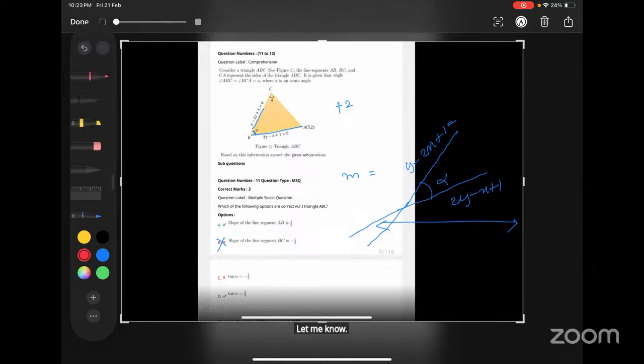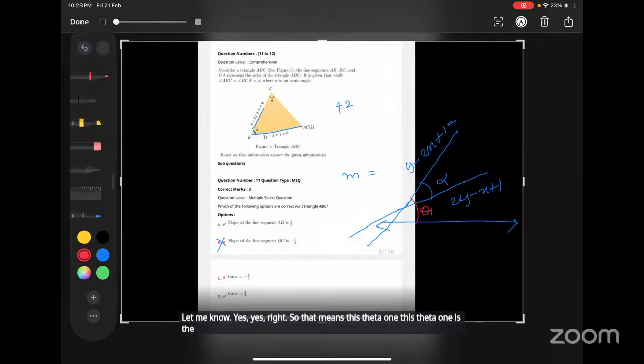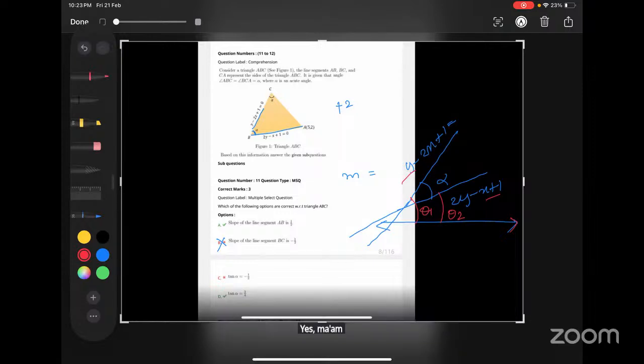M2 minus M1 upon 1 plus M1 M2, that would be tan alpha. So this theta 1 is the angle between the x-axis and this line, right? And this theta 2 is the angle between this line and the x-axis, right? So tan alpha is equal to tan of theta 1 minus theta 2, right? That means we can break them.